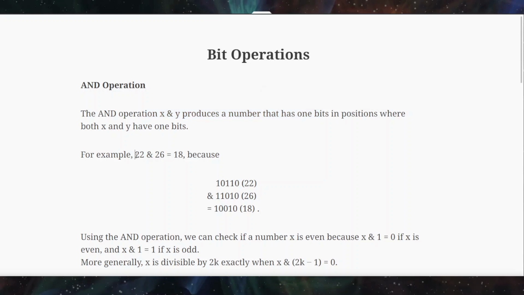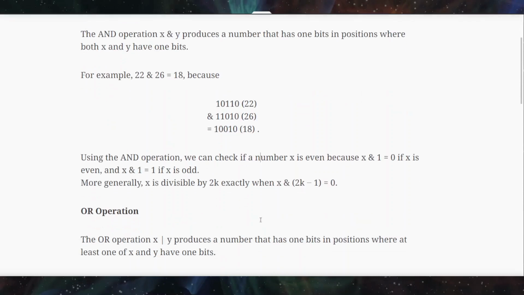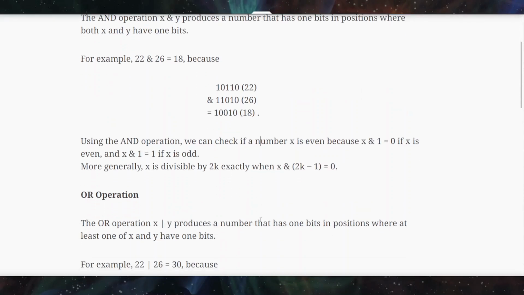This is the example of 22 and 26. You can see the binary number of 22 is this one and for 26 is this one. As soon as we perform the ANDing operation, the answer will be 18. Where is this AND operation mostly used? You can use it to check whether a number is even or odd. For all odd numbers, the last bit is always 1.